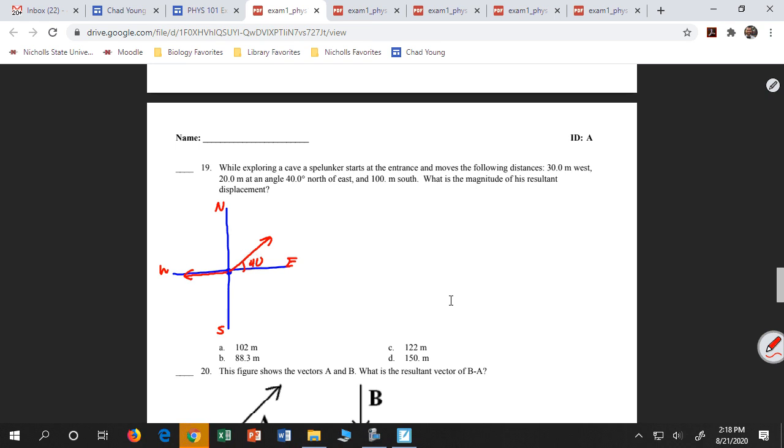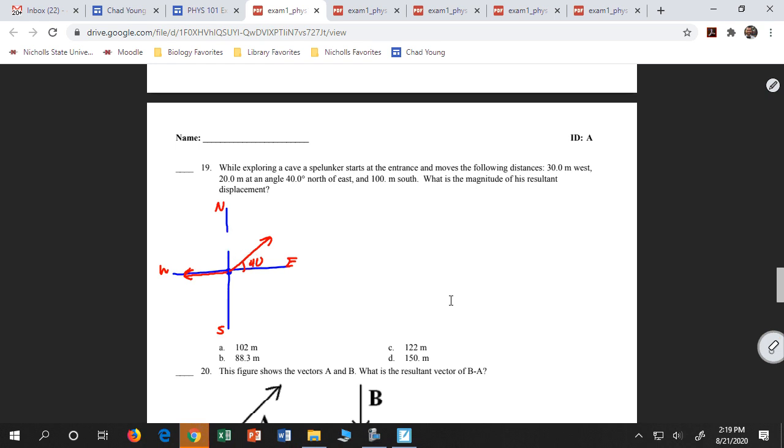Actually, if you're really tracing out the spelunker's path, you would really draw it like right here. But we'll see when we get into vectors that I can take a vector here and translate it over to the origin. I can move a vector around in space as long as I don't change the direction or the magnitude of that vector. So I'm going to draw it from the origin, like that. Let's get rid of this one.